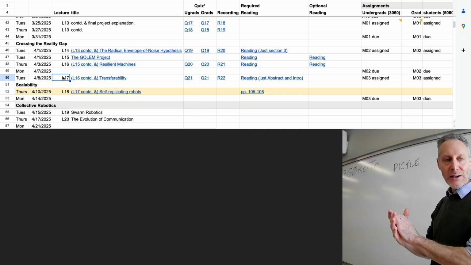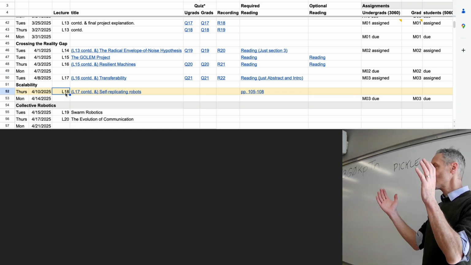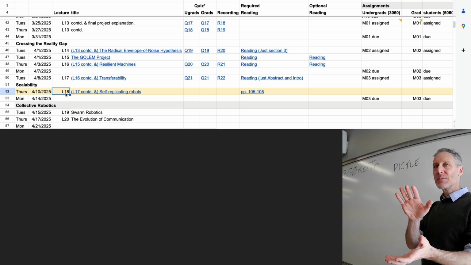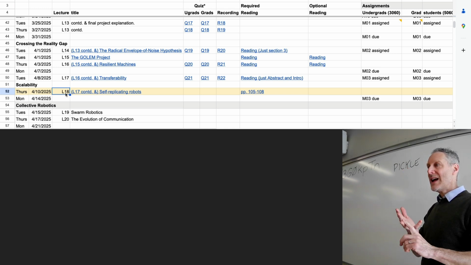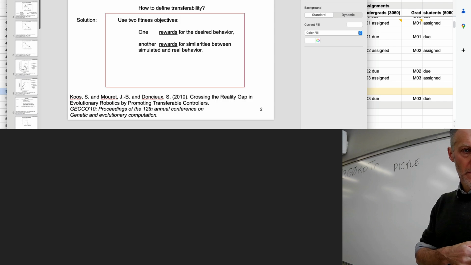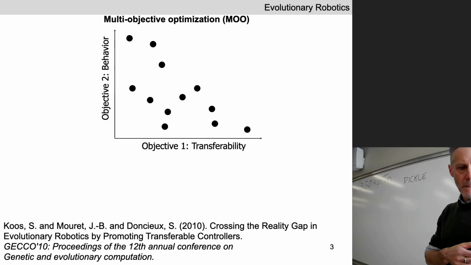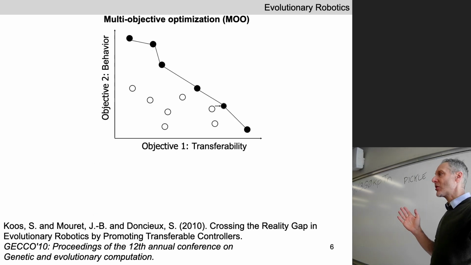We'll finish off lecture 17 this morning, which is the transferability project in simulation. Let's evolve simulators to produce the behavior we want and to produce transferable behaviors. Okay, so back to lecture 17. We spent the last part of last time talking about the particular evolutionary algorithm that is used in the transferability project, which is multi-objective optimization.